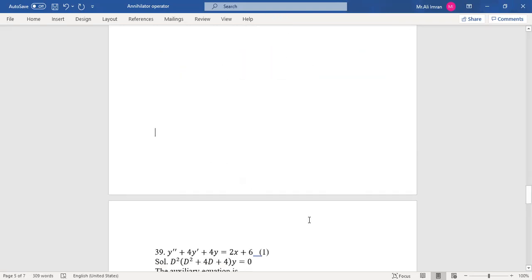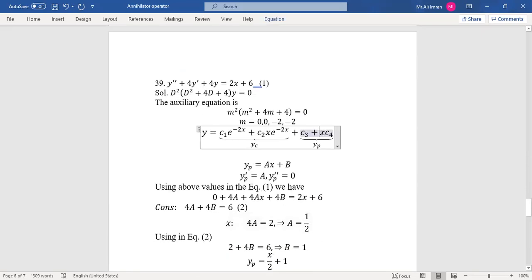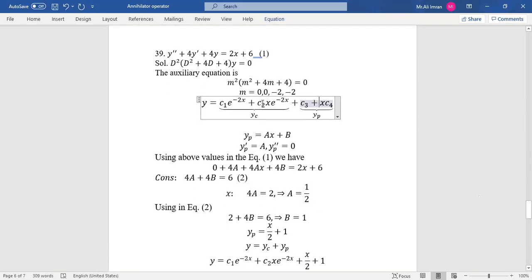So let's solve another question. Question number 39. y double prime plus 4y prime plus 4y is equal to 2x plus 6. Now the annihilator operator of the homogeneous part is D square plus 4D plus 4.